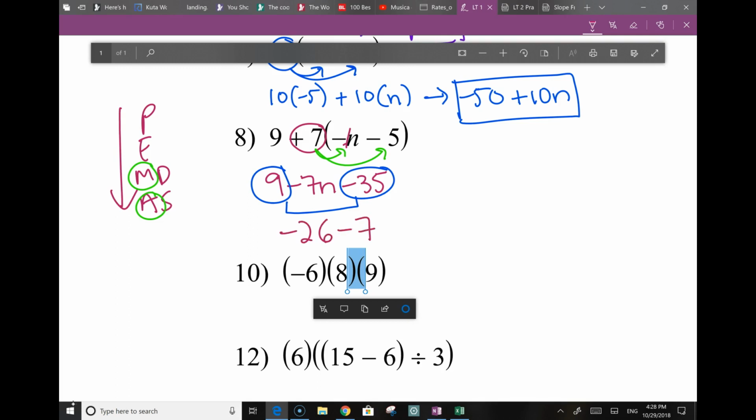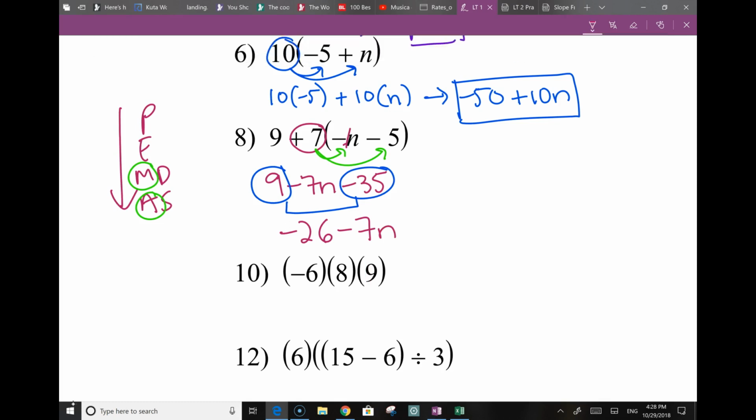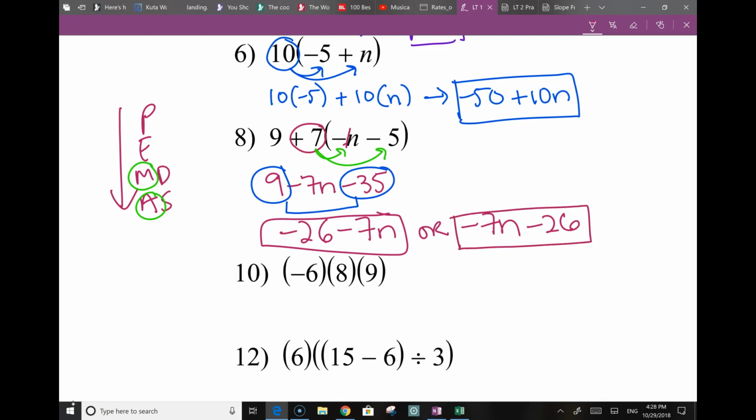And then I bring down the negative 7n, and that would be the end. Now there is another way to write this. The other way would be to reverse the positions of my terms, and I could put negative 7n first, and I have to be careful that this negative follows a 7 wherever it goes, because it is a negative 7n. And the minus 26, or the negative 26, same thing, goes at the very end. Okay, so two ways that the answer could look. All right.